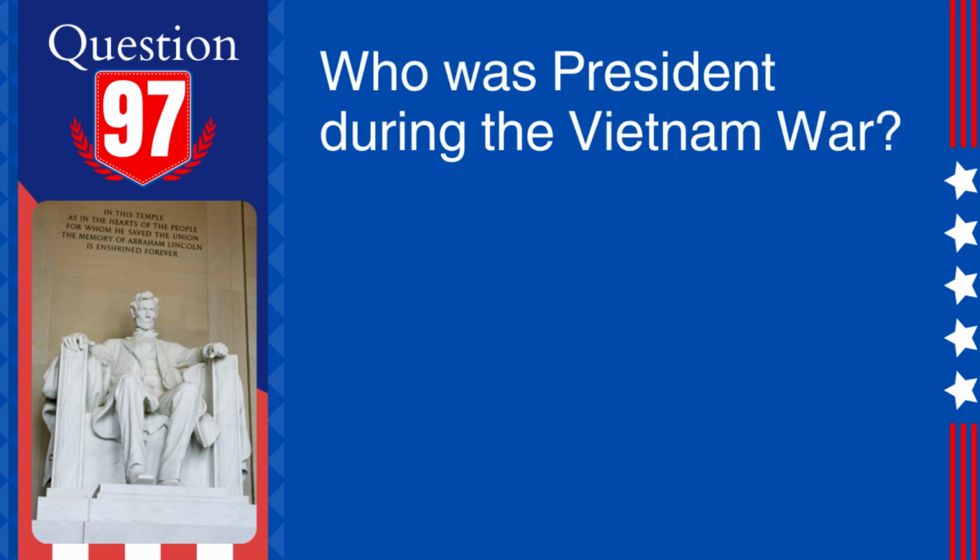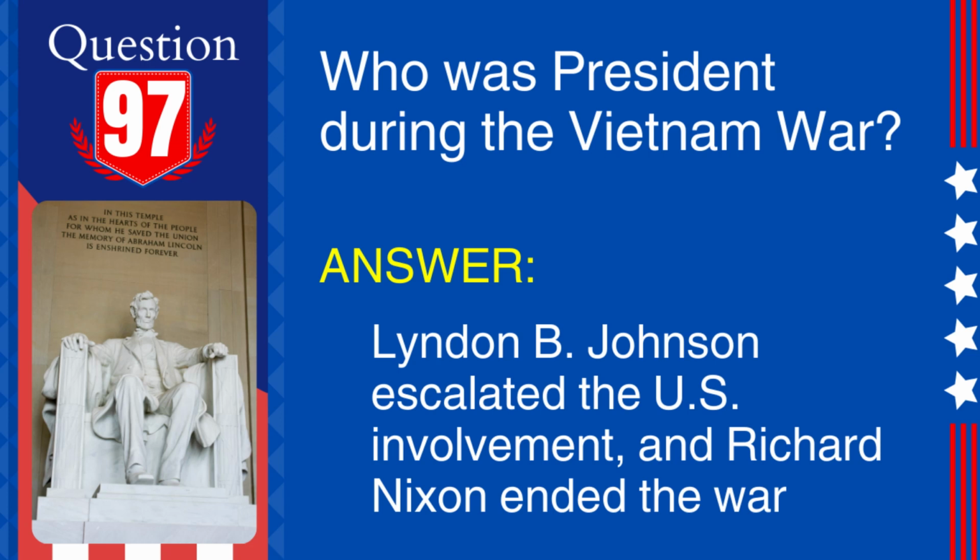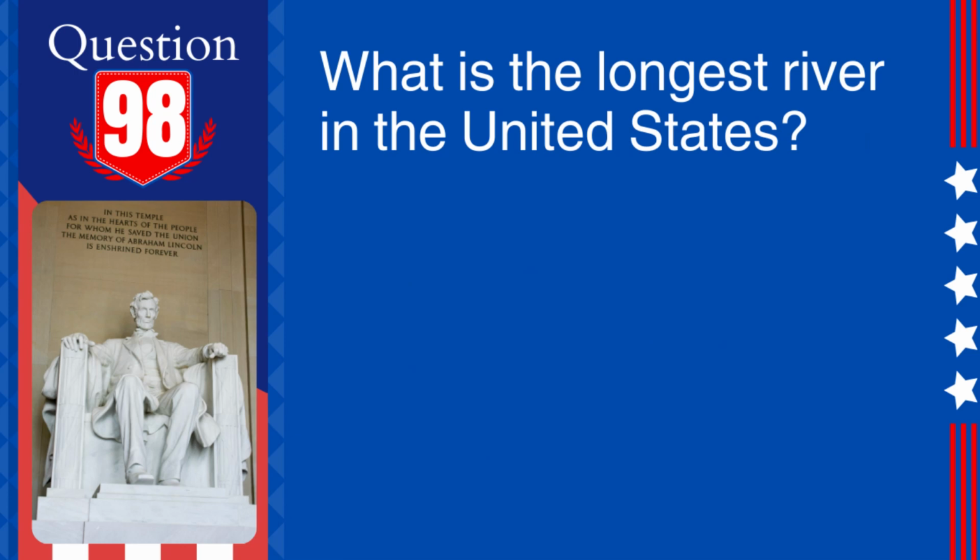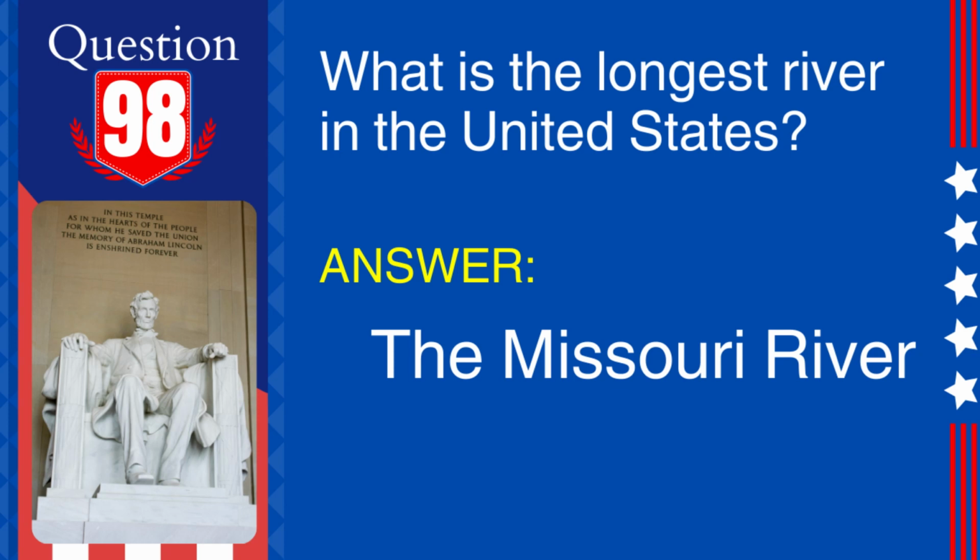97. Question. Who was president during the Vietnam War? Answer. Lyndon B. Johnson escalated the U.S. involvement, and Richard Nixon ended the war. Explanation. While several presidents were involved, Johnson and Nixon played key roles during the Vietnam War era. 98. Question. What is the longest river in the United States? Answer. The Missouri River. Explanation. The Missouri River is the longest river in the United States, followed by the Mississippi River.